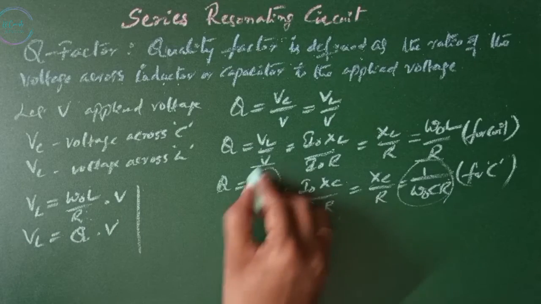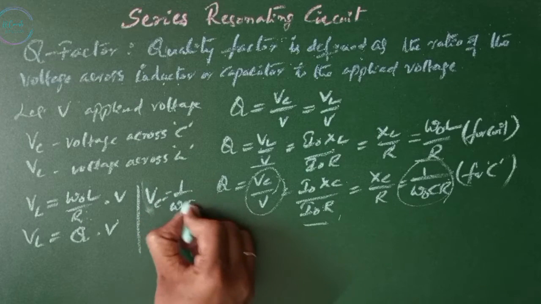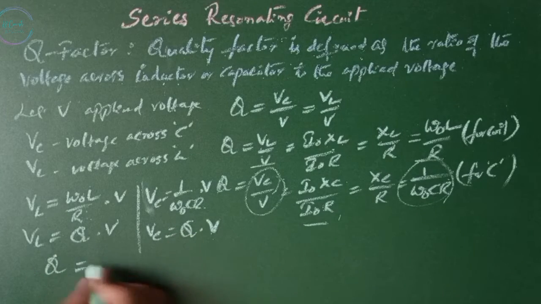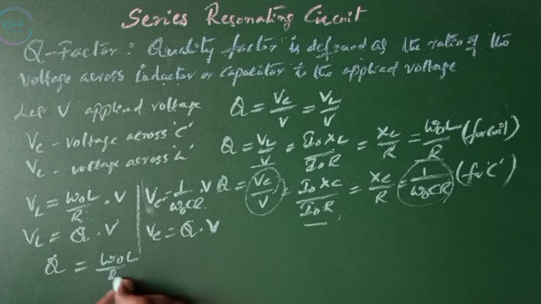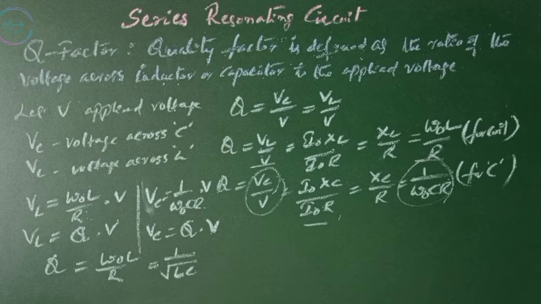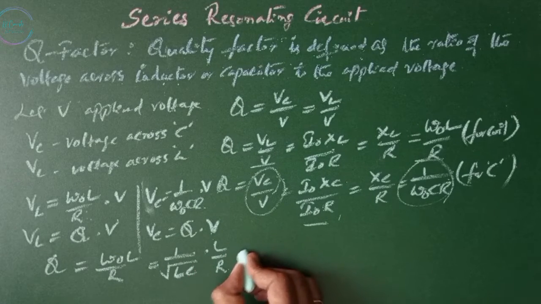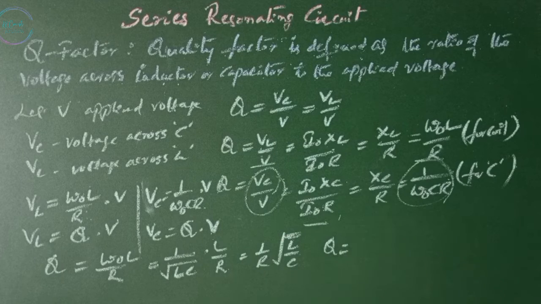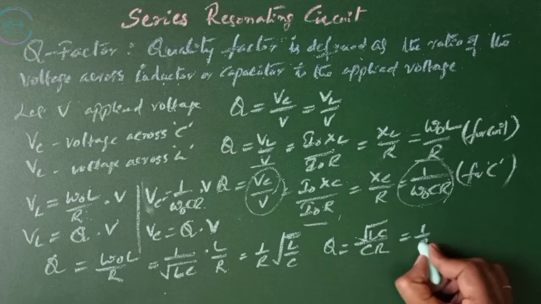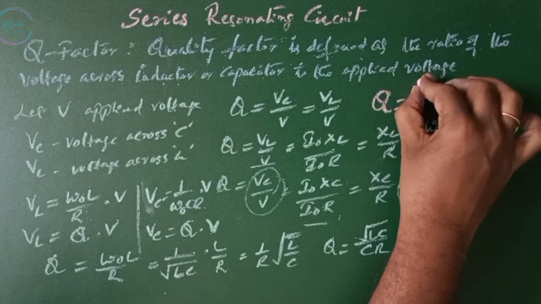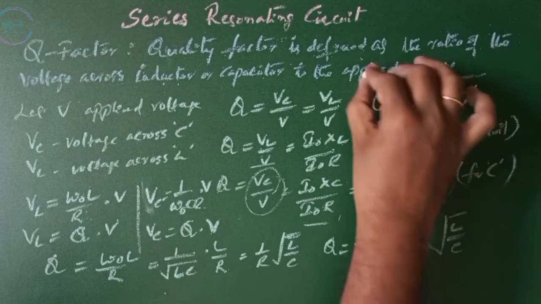Similarly, VC equals 1 by omega naught CR into V, that is VC equals Q factor into V. Q factor equals omega naught L by R, where omega naught is the resonant frequency, or 1 by root LC, multiplied by L by R, which equals 1 by R square root of L by C. Similarly, Q equals 1 by omega naught CR, replacing omega naught with 1 by root LC, gives 1 by R root L by C. Q factor or quality factor, Q equals 1 by R square root of L by C.